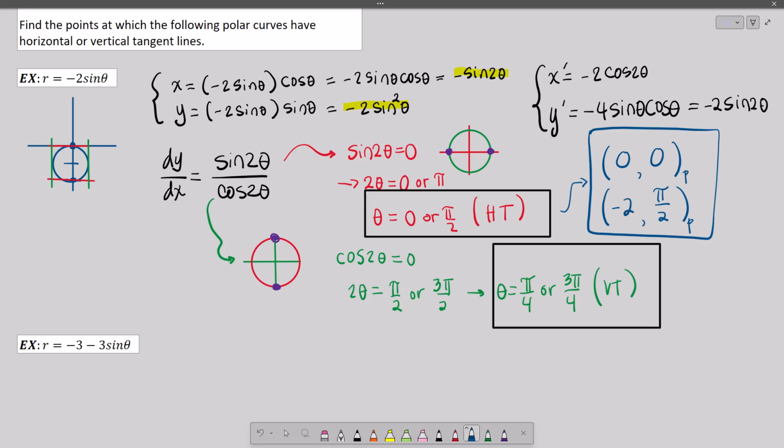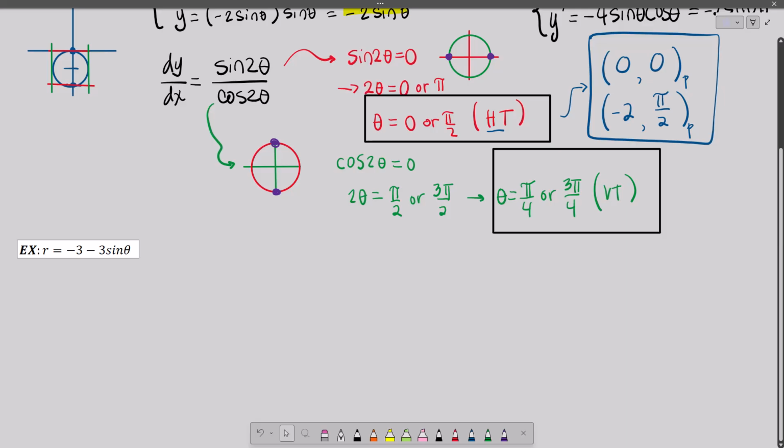And let's just visualize this. When we go to pi over 2, that's pointing up, but the r value is negative. So yeah, we're down there, down at the bottom. So those are our 2 points where we have horizontal tangents. These are horizontal tangents right there.